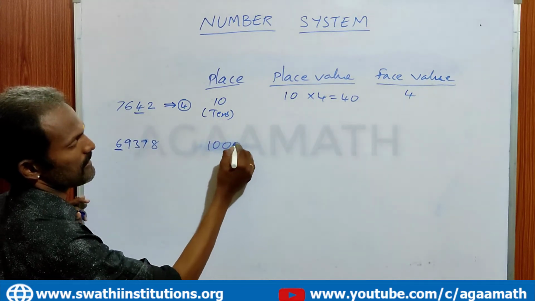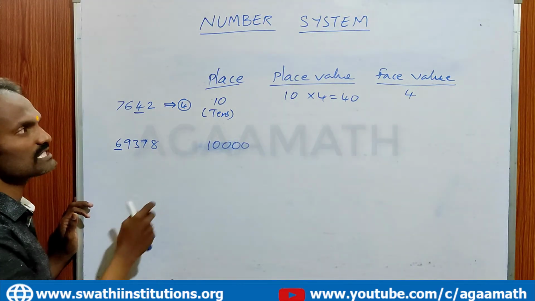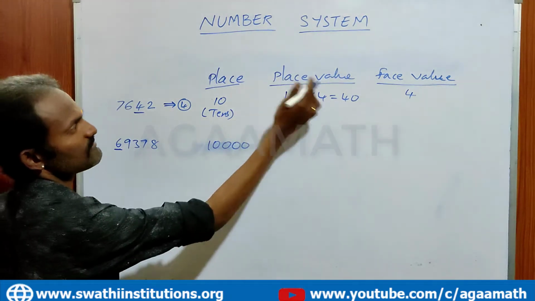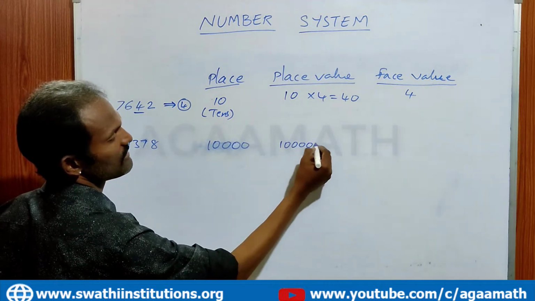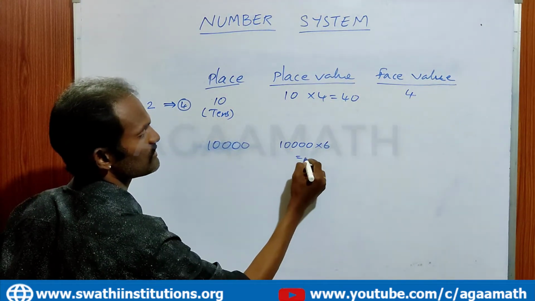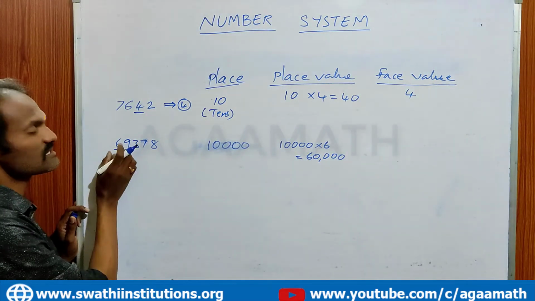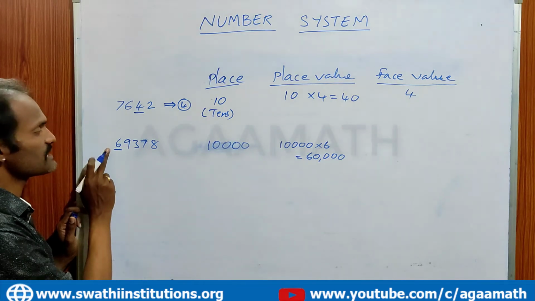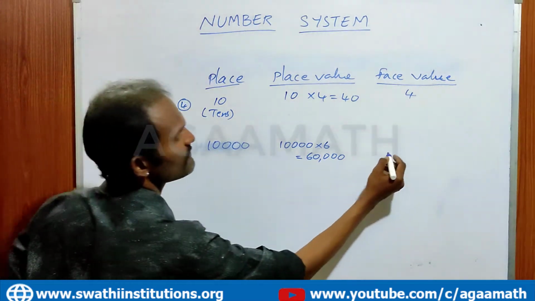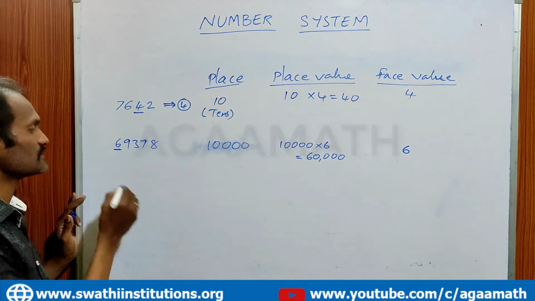So the place is the 10,000th place. And what about its place value? The place is 10,000. What is the digit here? 6. So 10,000 times 6 equals 60,000. So here the place value is 60,000. What is the face value of 6? I told you, face value is nothing but the digit itself. So 6 is the face value. Clear? Let us see.